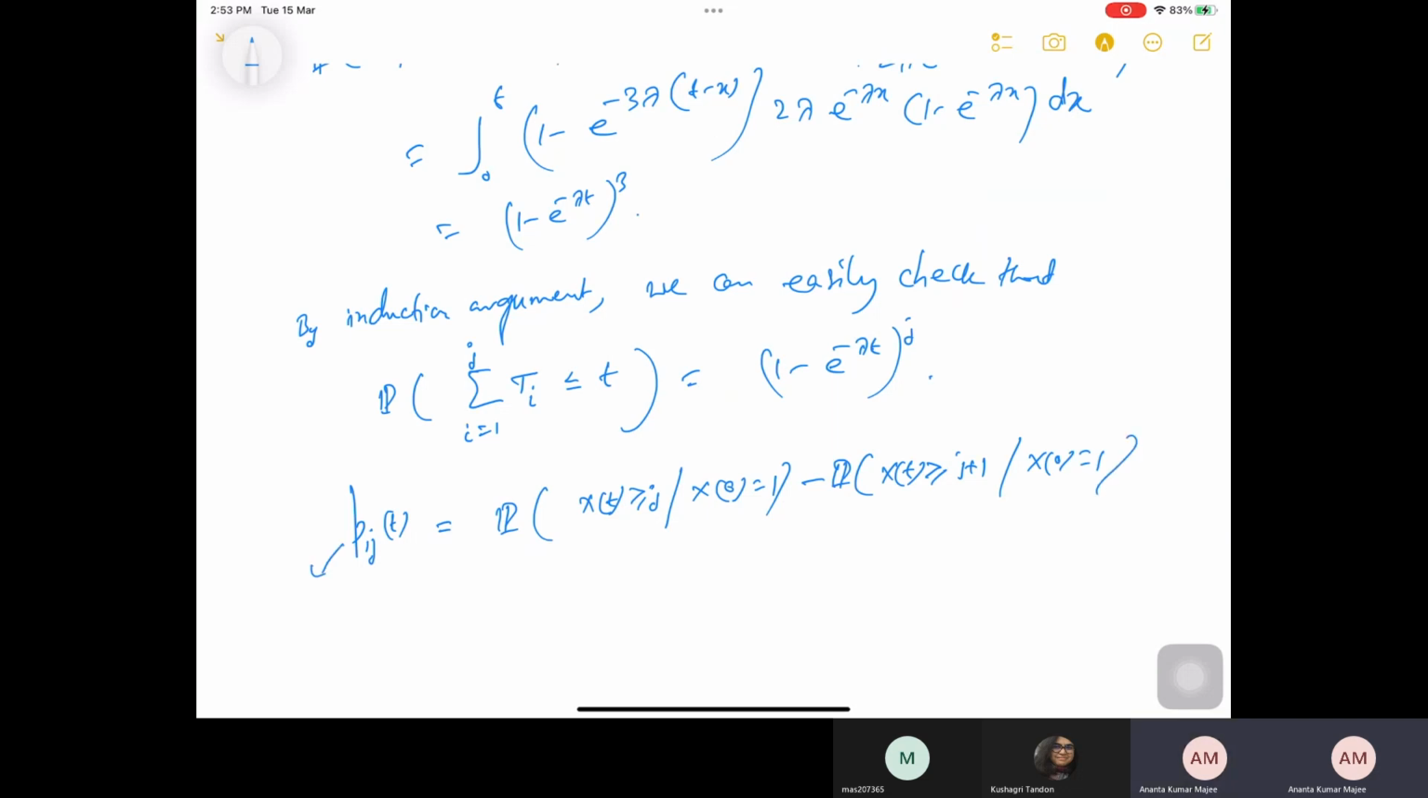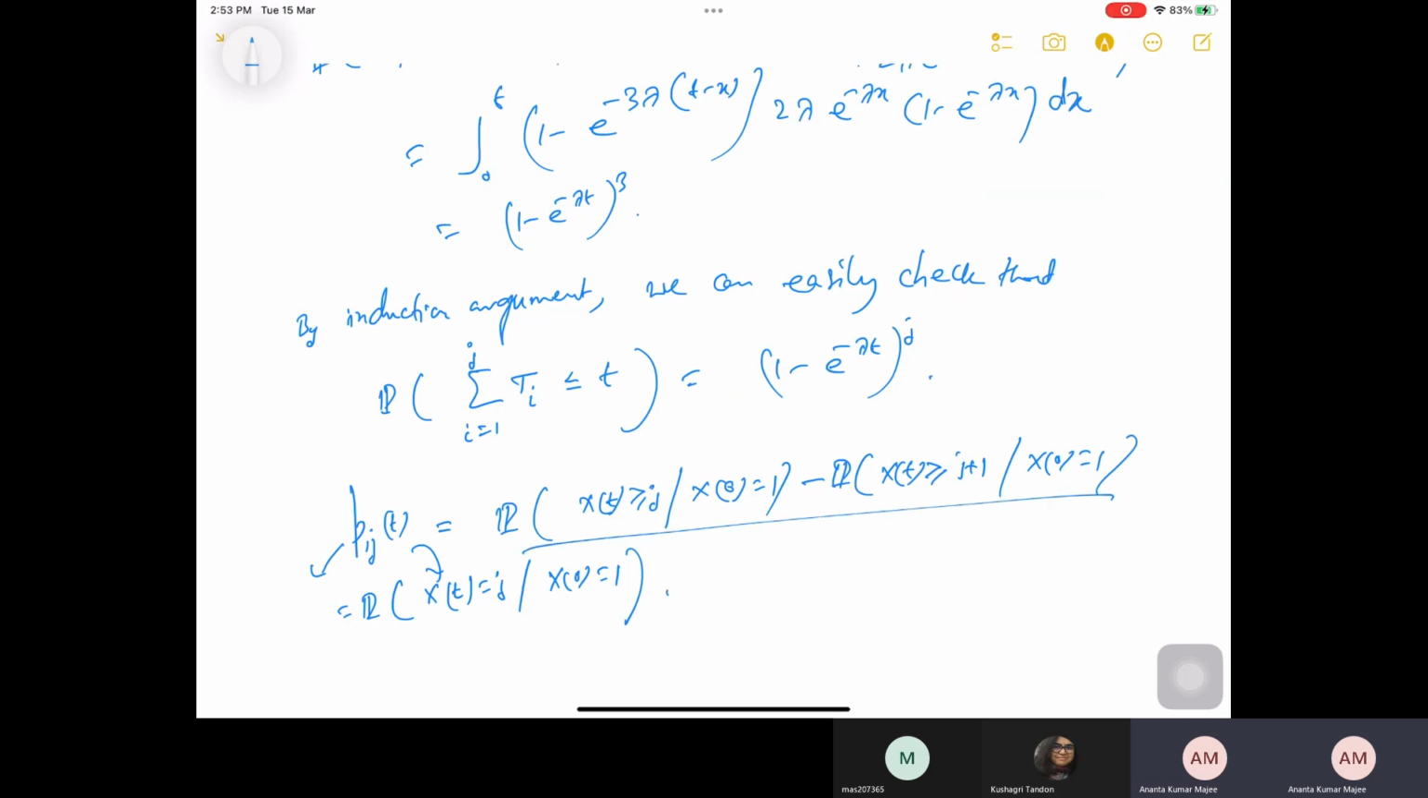Is it not? This is nothing but what? This is P_ij, the probability of X(t) equal to j given X(0) equal to 1. This is exactly this part, P_1j(t). So this is the probability of X(t) equal to j, given that X(0) is equal to 1 already, because the starting size of the population is 1. So this is the distribution we are looking for, no? P_1j(t).